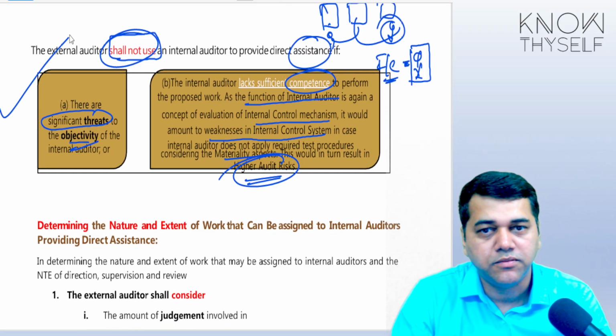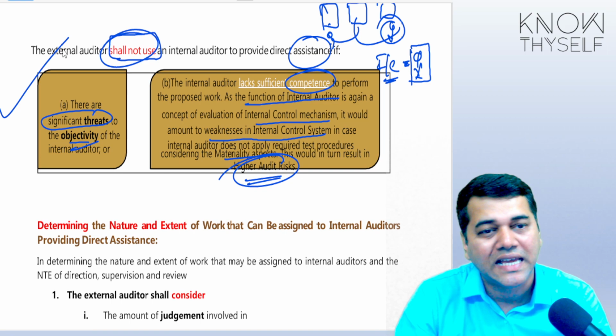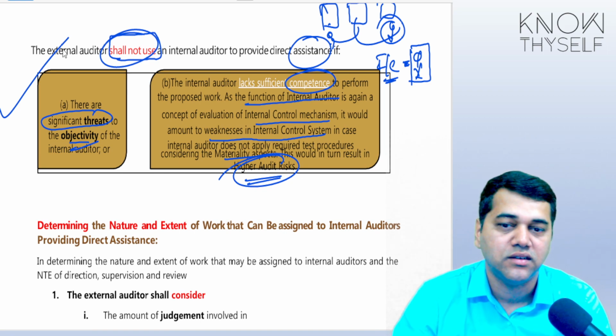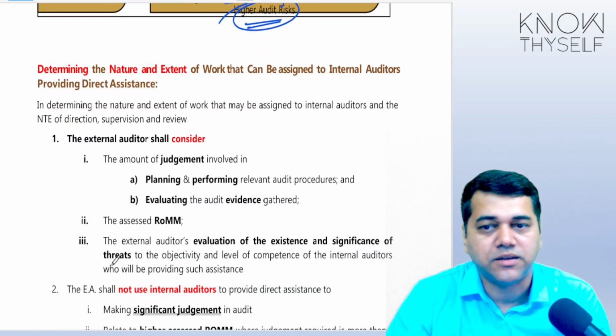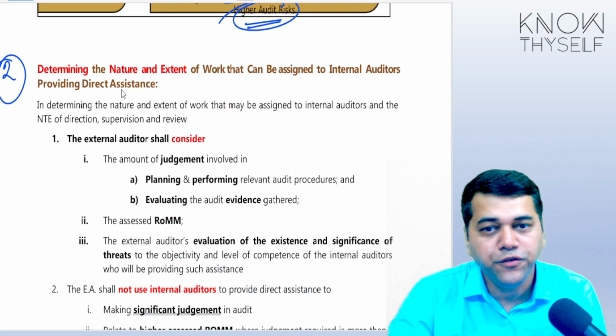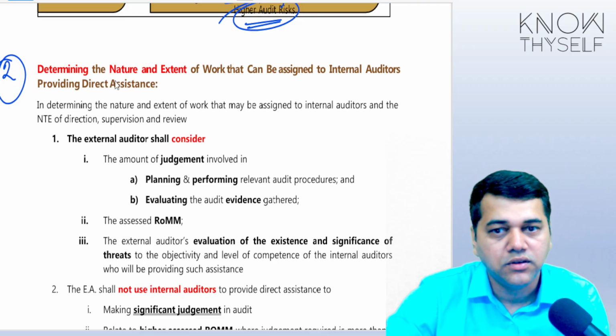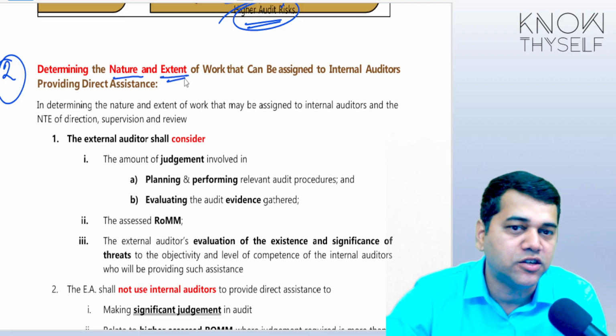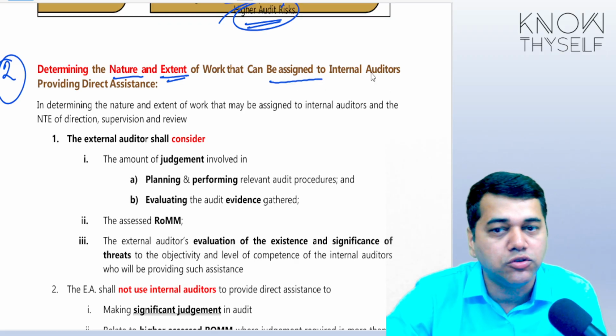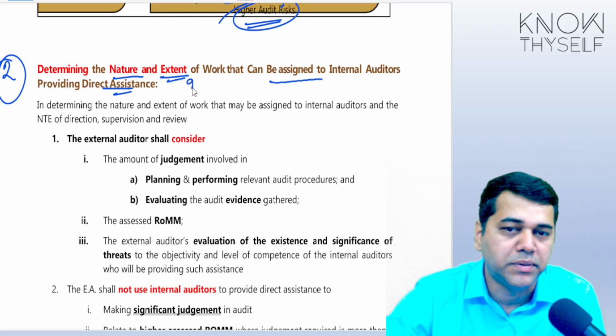What is my first step? What is the first objective? Determining whether you can use the internal audit work. So what is the second step? Second step: if you decide to use it, what should be the nature and extent of the work that can be assigned to the internal auditor's person?